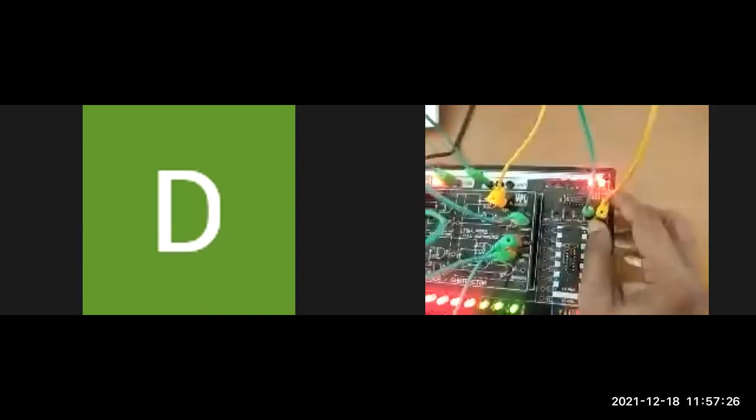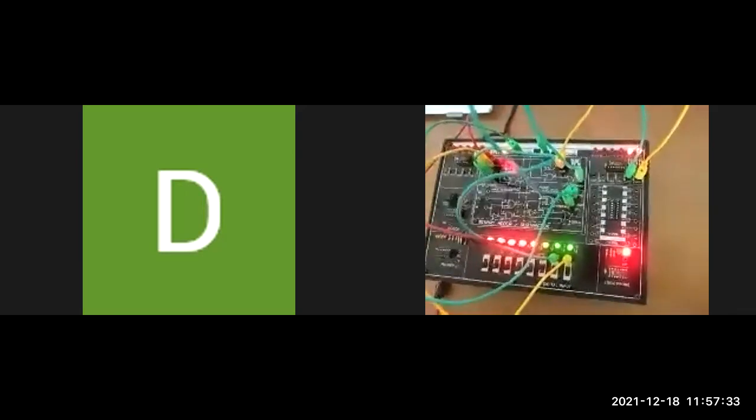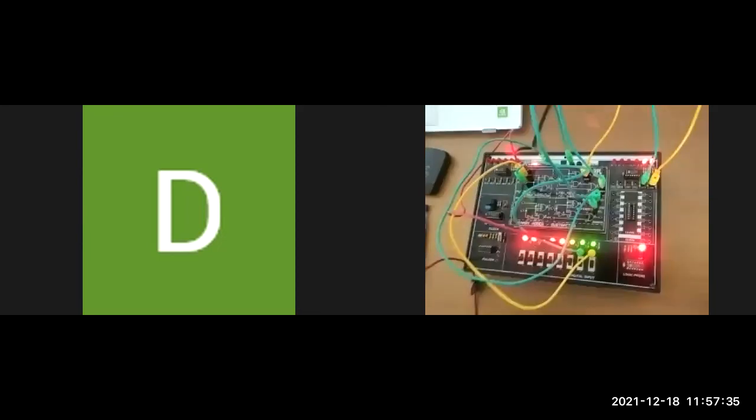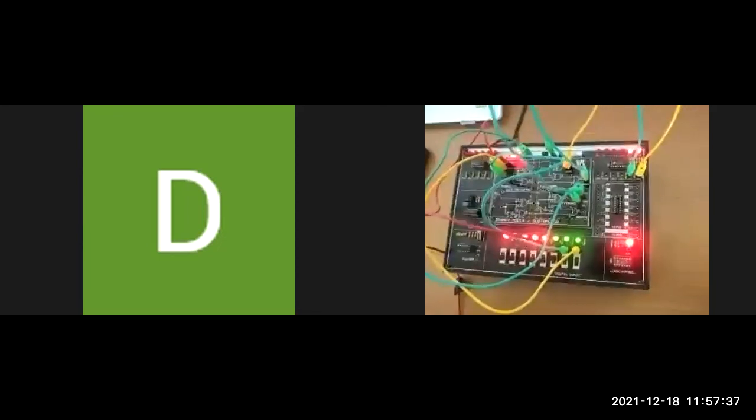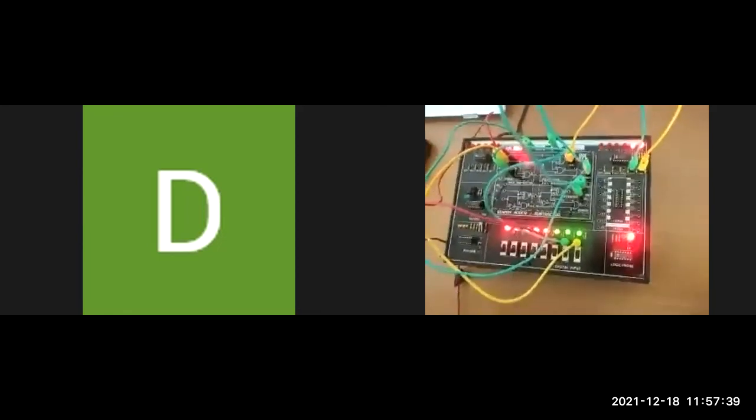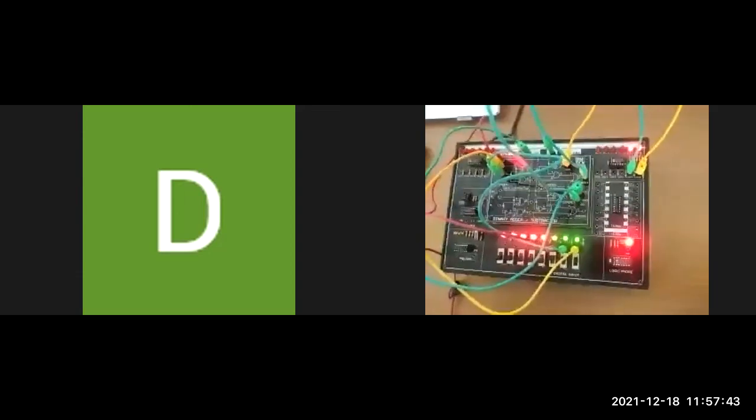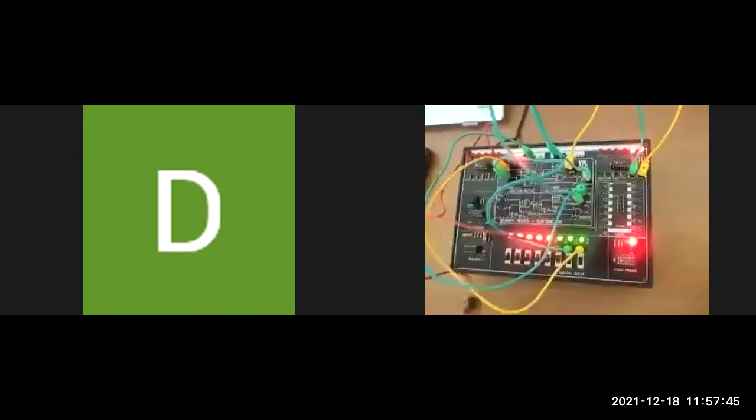Okay, so as per the truth table, we are getting all 8 input combinations, and we are watching here that whenever we give all 8 input combinations, we are properly getting the corresponding output combinations. Okay, so this is the concept or experiment of the full adder circuit. Is there any doubt?